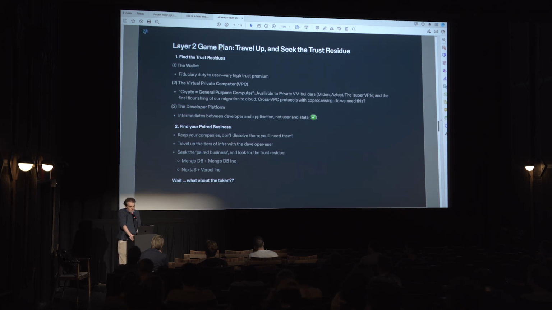More generally, I'd ask infrastructure companies to keep on looking for the pair business. So keep hold of your companies, don't dissolve them. You probably will need them.